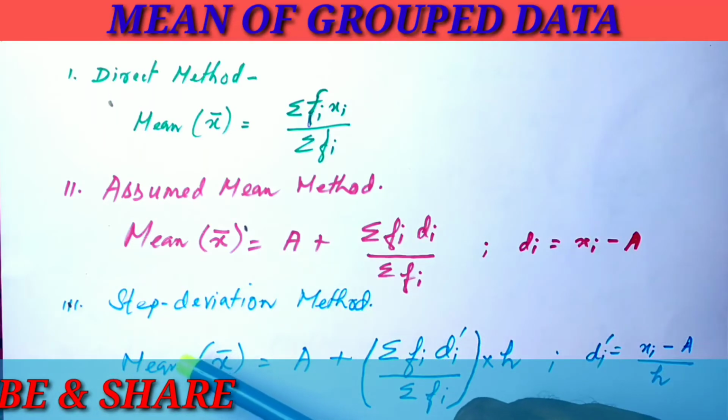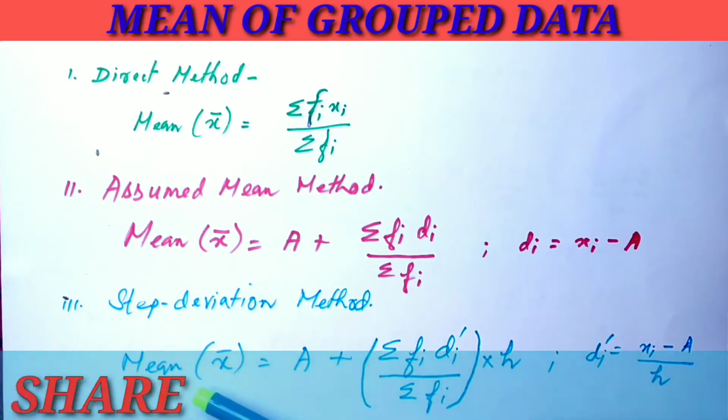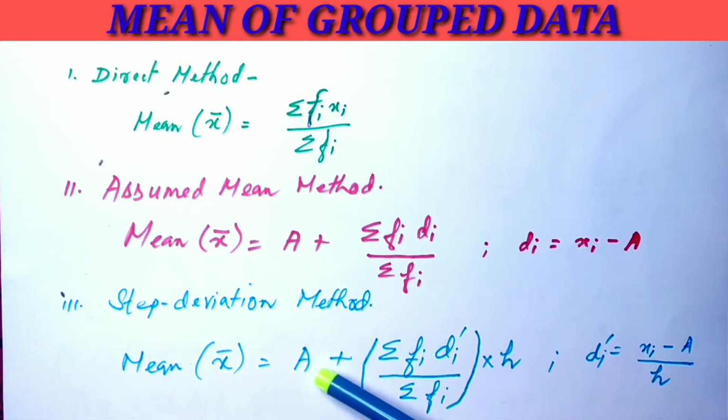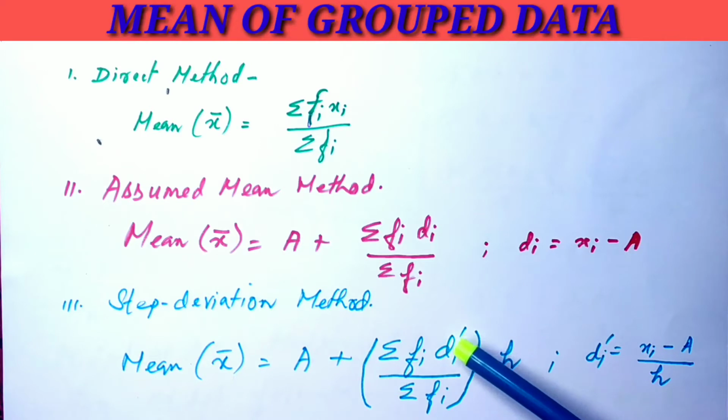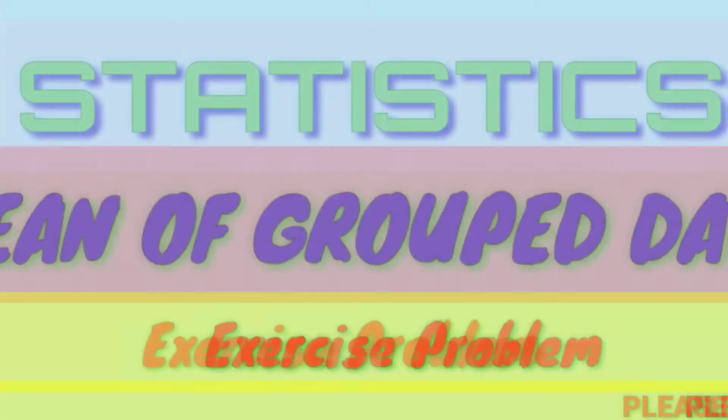The third method is our step deviation method, where mean is given by a plus summation fi di dash divided by summation fi, into h, where di dash is given by xi minus a divided by h. To understand better, let us go to the exercise and learn statistics in a better way.